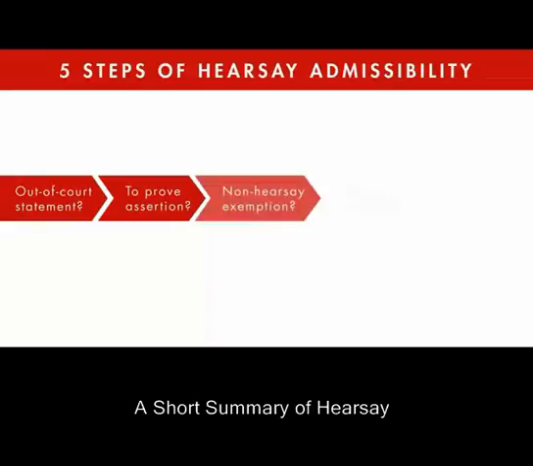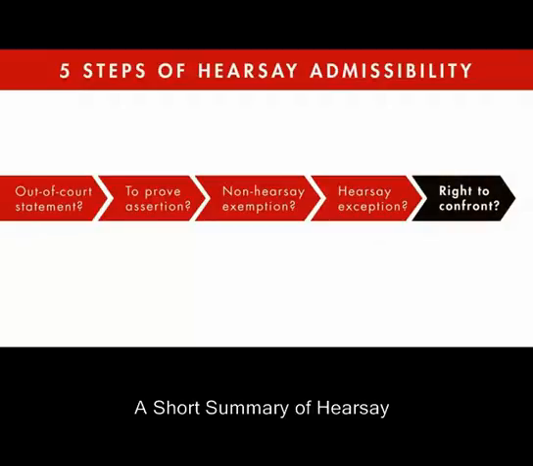However, third, the statement may fall under an exemption that makes it non-hearsay. If so, then the statement will not be excluded. Fourth, even if the statement is hearsay, it may still fall under an exception to the rule against hearsay. If so, then the statement will not be excluded. Fifth, remember that even if a statement does fall under an exemption or exception to the rule against hearsay, it may still be inadmissible due to the right of confrontation under the Sixth Amendment. We'll learn about these steps in more detail in the following clips of this tutorial.